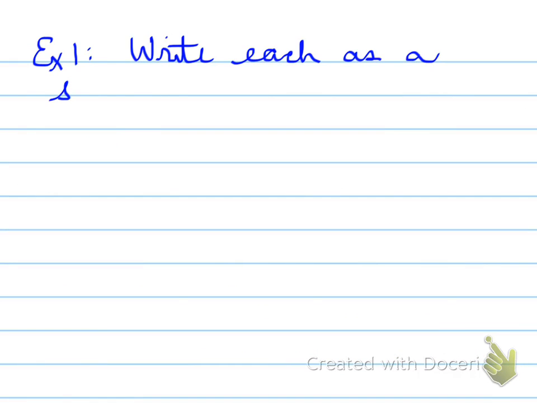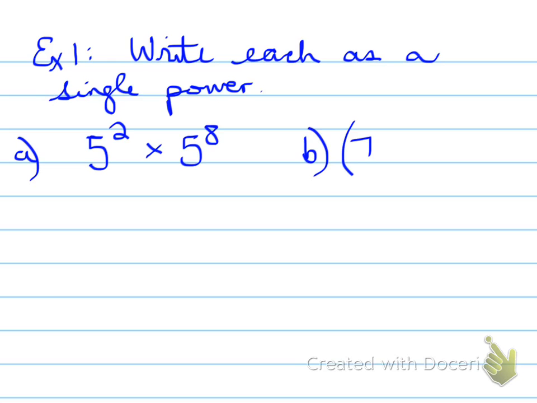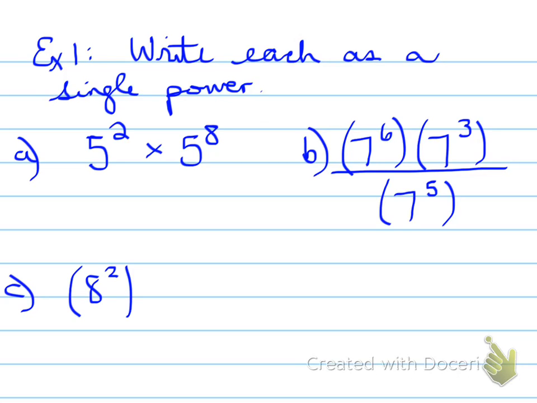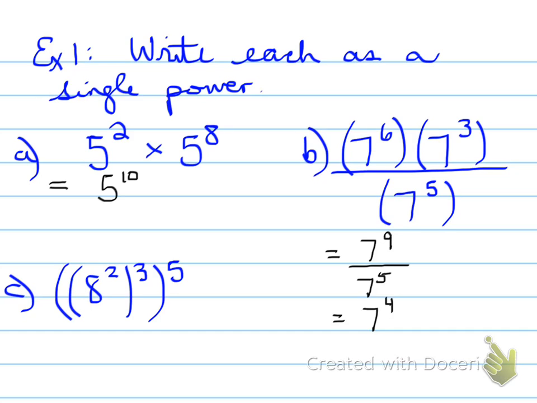Example 1. Write each as a single power. 5 to the power 2 times 5 to the power 8. And then the second one, part B, and finally part C. Part A. The result here is 5 to the power 10. The second one will be 7 to the 9 over 7 to the 5, which results in 7 to the power 4. Finally, the last one will be 8 to the power of 2 times 3 times 5, which is 8 to the power of 30. So these are the 3 examples where you're just asked to write as a single power.